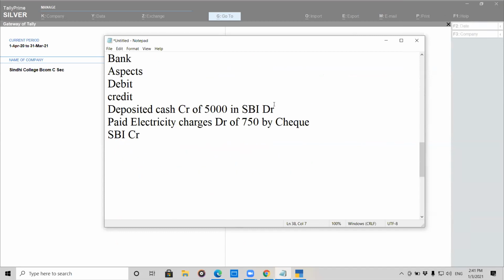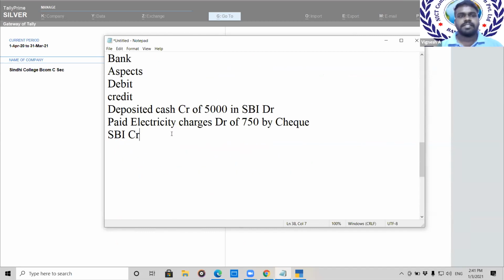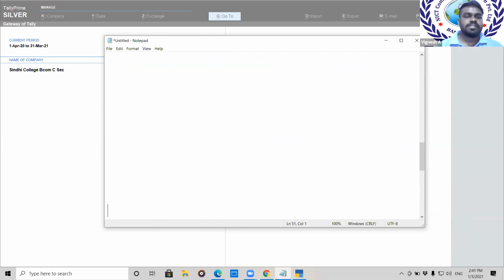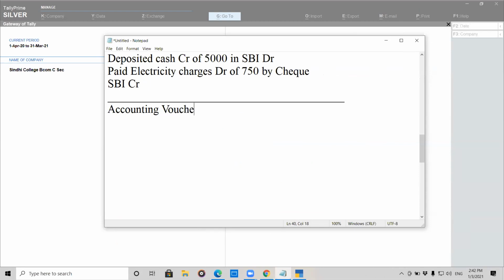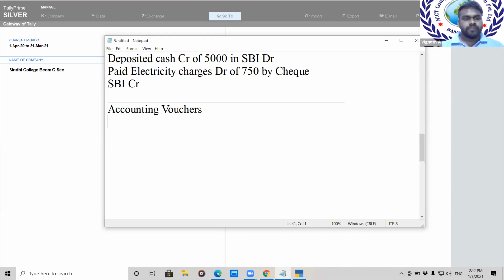Okay, now let us get into your software and see how things work and how things update in your software. So today we are going to see accounting vouchers. When it comes to a voucher, first let us understand what you mean by a voucher.